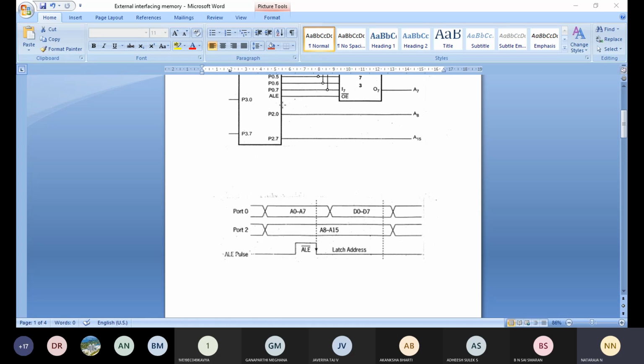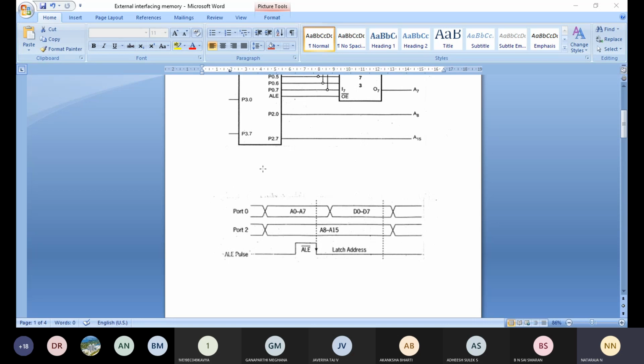Observe, in port 0 we have A0 to A7 as well as D0 to D7. We are going to multiplex both address as well as the data. And in port 2 we are going to send only address A8 to A15, that is the high byte of address. Then we have an ALE pulse.